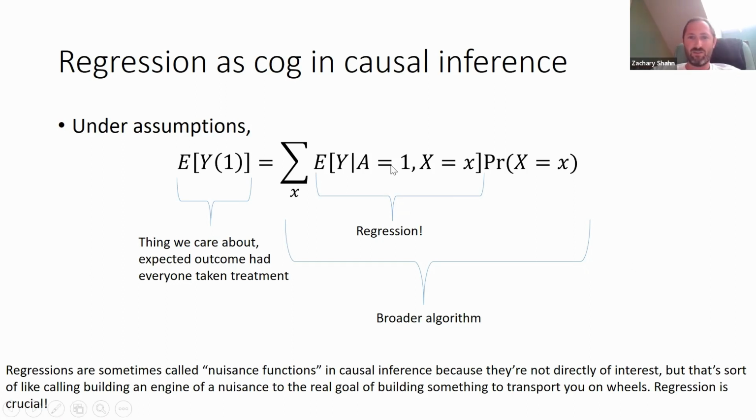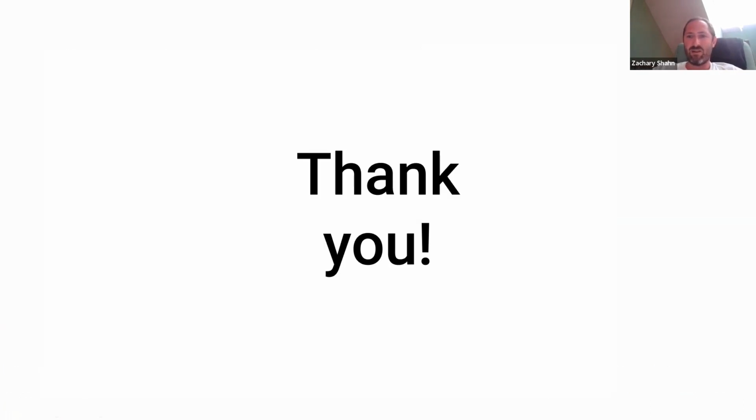And that's why in causal inference, this is often called the outcome regression, and is sometimes called a nuisance function, because it's not what you really care about, but it's something that you need to estimate to get at what you really care about. I think that's a little mean to regressions, to call them just a nuisance, because they're really the engine of the machine that you're building to get what you want. So that's the end of the broad introduction to regressions and why we should care about them.